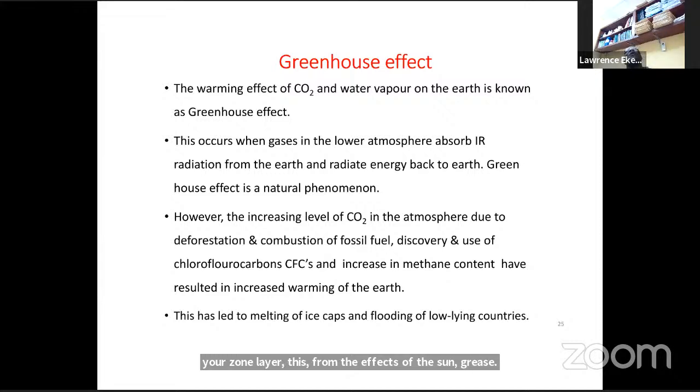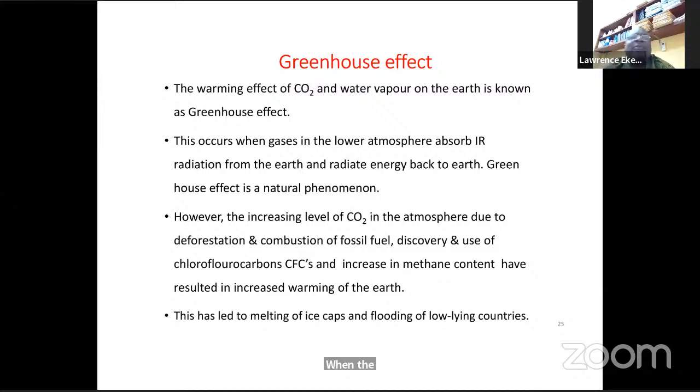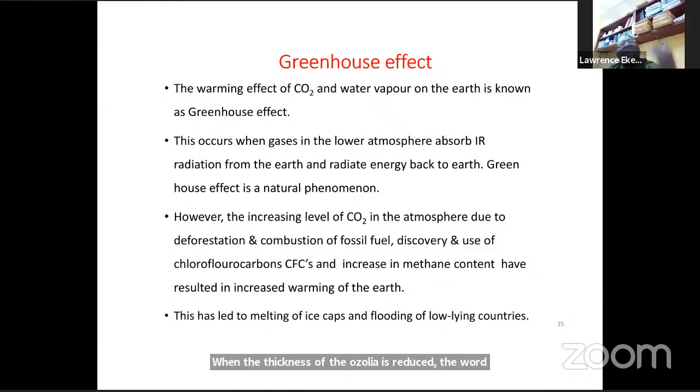And so when gases from the earth, like the chlorofluorocarbons, like we are burning papers, we are burning bushes, we are burning trees, and all that, when this smoke goes to the air, they interact with the ozone layer, and it will begin to reduce the thickness of the ozone layer. When the thickness of the ozone layer is reduced, then the effect of the radiation of the sun on the earth will be very, very high.